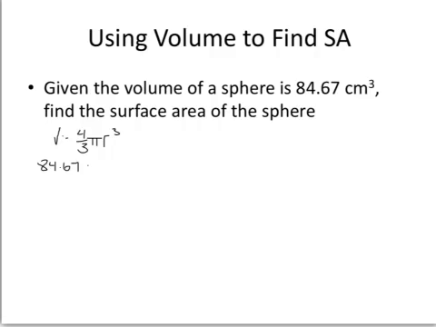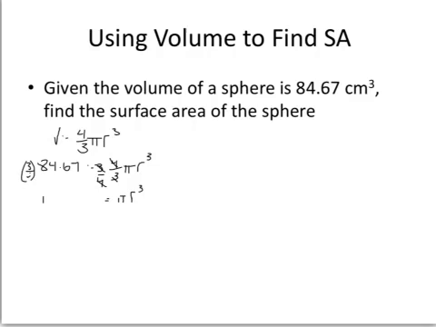If we know our volume is 84.67 centimeters cubed, we can write it into our equation using substitution. Isolating r is a little bit weird, but we can do this. First, we're going to multiply by the reciprocal of our fraction, so we multiply by 3/4, and that allows this fraction to be canceled out. So we're just left with pi r cubed equals 84.67 times 3, divided by 4.